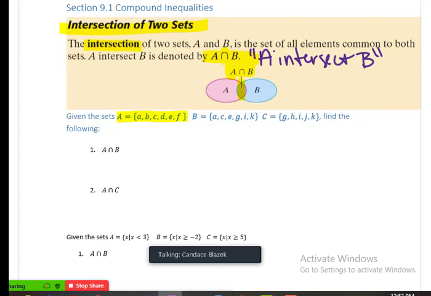When I look at B, it is equal to the set A, C, E, G, I, K. Those are the elements in B. Okay, that is the set B. And then we have C, a set, and C is the name of the set, and it is equal to curly brackets, the elements G, H, I, J, K. And we want to find the following. The first one is we want to find A intersect B.